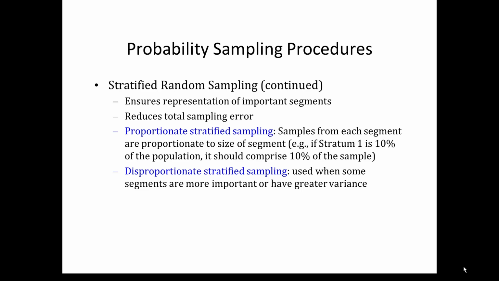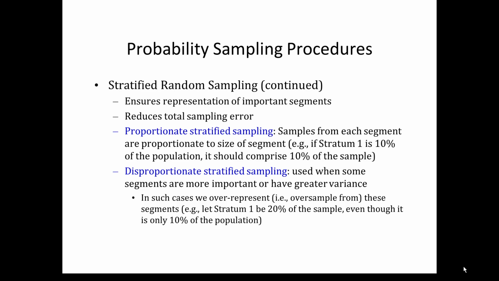A disproportionate sampling procedure is the case when we depart from proportionate sampling, that is, when the percent of a stratum in the sample is not the same as the percent of that stratum in the population. We might use this approach for a couple of reasons. First, we might want to do this when some of the segments are more important based on the research objectives, and therefore we need the results to be more accurate for those segments.